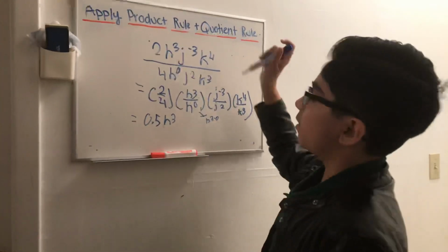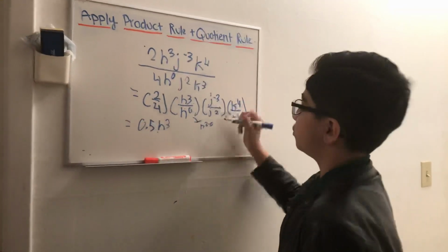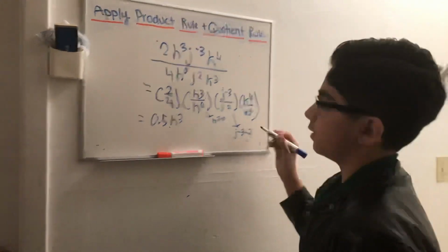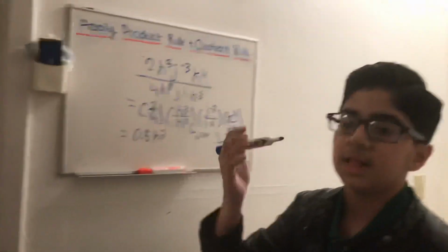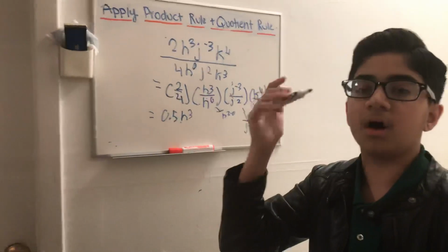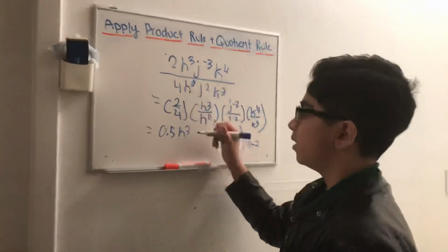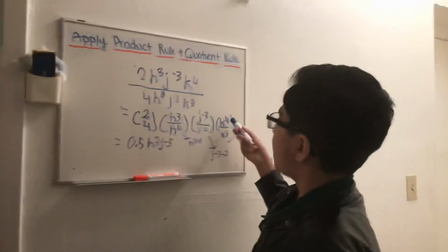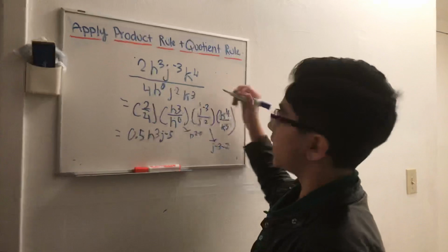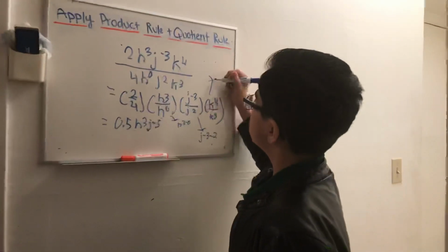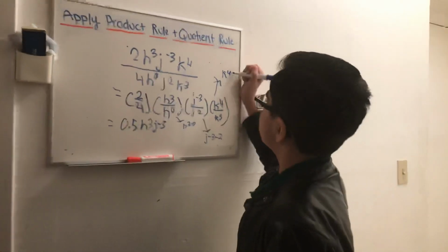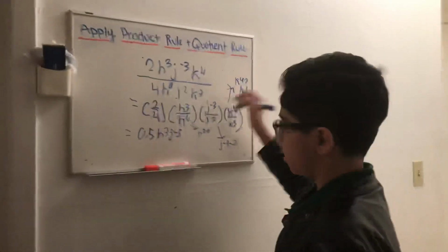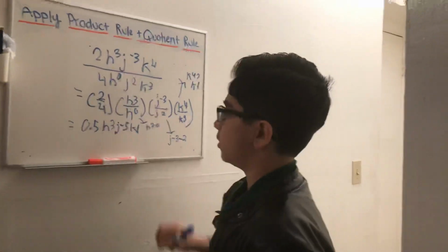And j to the power of negative 3 over j to the power of 2 equals j to the power of negative 3 minus 2. And negative 3 minus 2 is negative 3 plus negative 2, and so it is j to the power of negative 5. And k to the power of 4 over k to the power of 3 is k to the power of 4 minus 3, and you all know that is k to the power of 1.